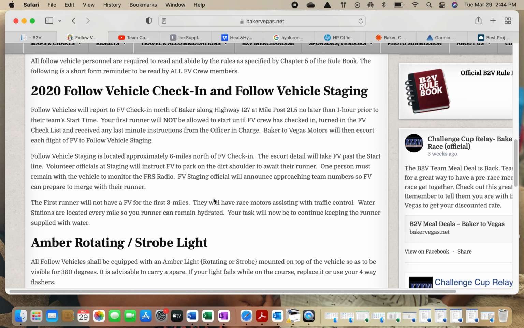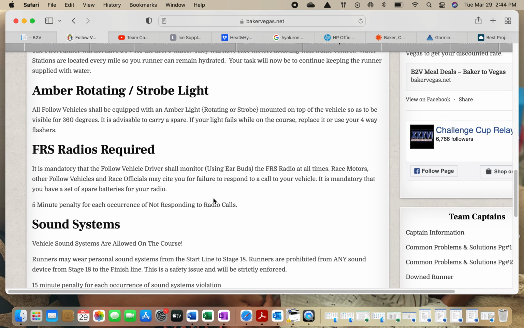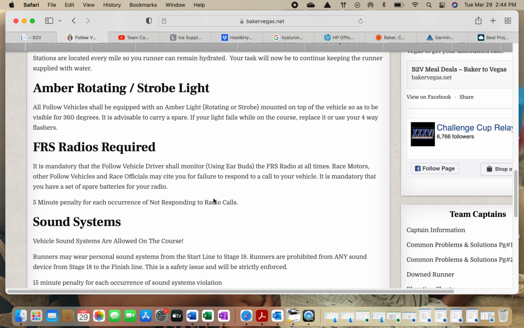Let's talk about the equipment. The amber rotating light. Every vehicle must have one. It can be either a rotating or a strobe light. It must be affixed to the top of the vehicle. It is highly recommended that you have a spare one just in case your first one goes out. If all else fails, you can also use your flashers if needed.